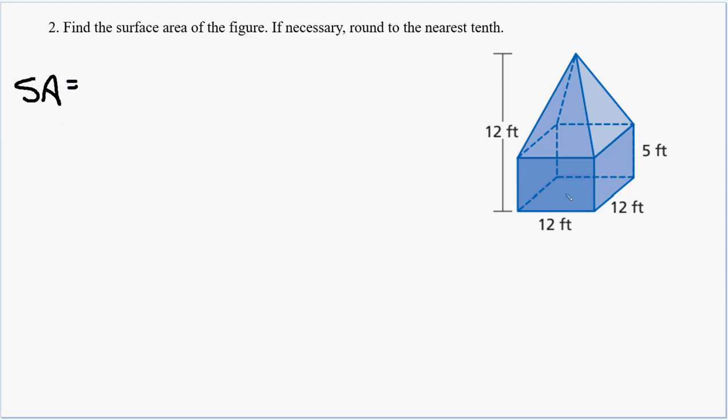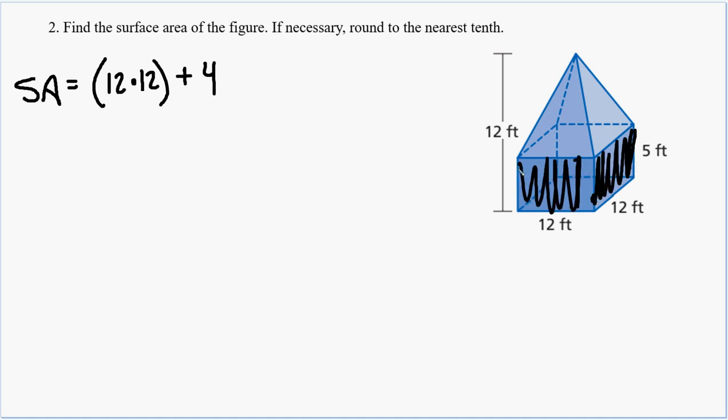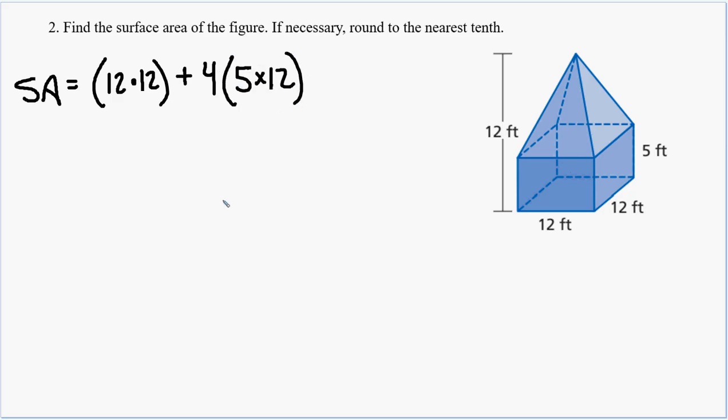Let's do the base first. The bottom of that box is 12 by 12. And we only got one of them, so that will not get multiplied by 2. And then we're going to have plus 4. Now, notice each of these sides is going to be the same. This side is 5 by 12. This side is 5 by 12. And around the back, this side is 5 by 12, as is the back of the box. So we're going to have 4 5 by 12 sides. So that's going to take care of this base.